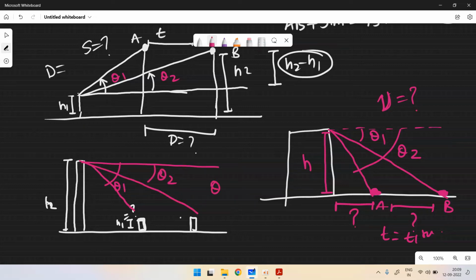Remember that this theta 2 is always less than theta 1, because as you move far away from the point, from here to here, the value of theta decreases, and as you move towards the point, the value of theta increases. This is the basics.